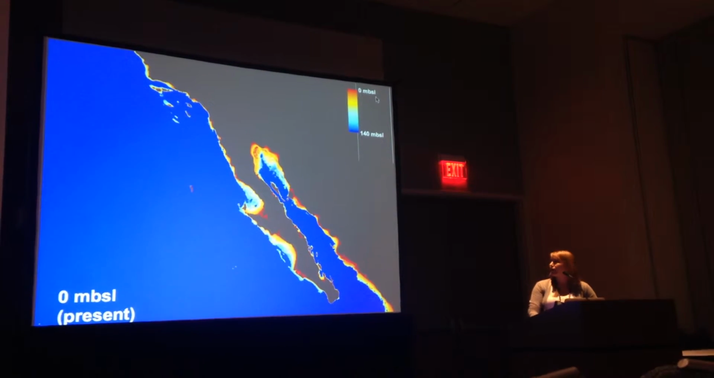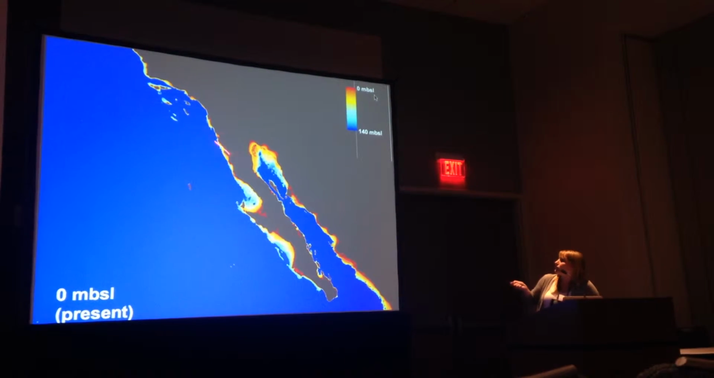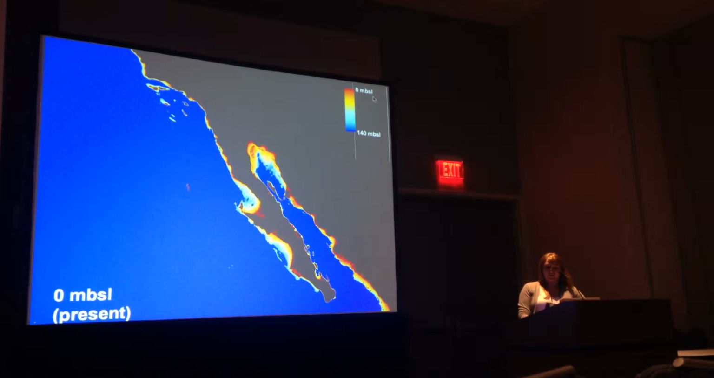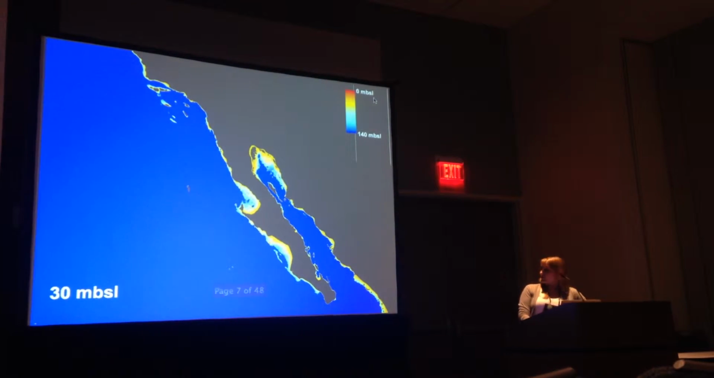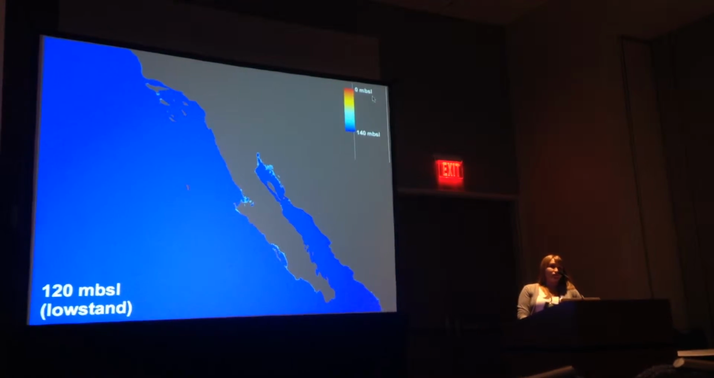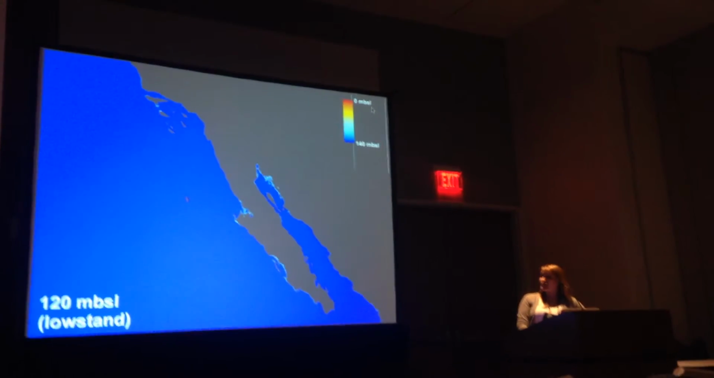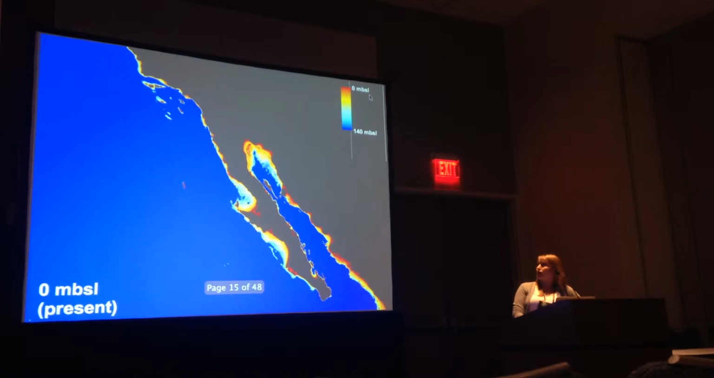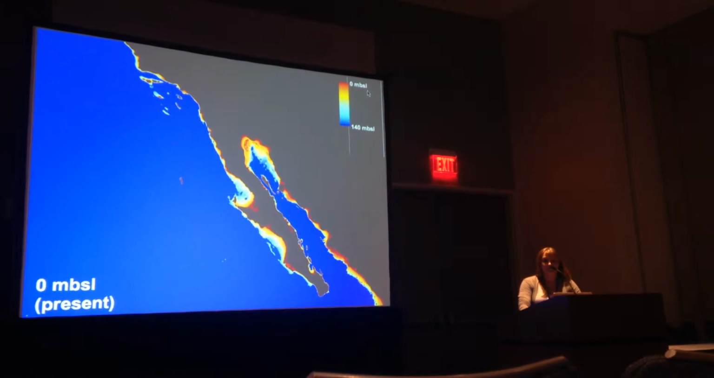So this is the Baja California Peninsula. Los Angeles is right in there. This is what the coastline looks like today. This is what it looks like when sea level is 30 meters lower, 60 meters lower, 90 meters lower. This is what the peninsula looks like during low stand on average. And then you can see as the shoreline progresses back to where it is today.